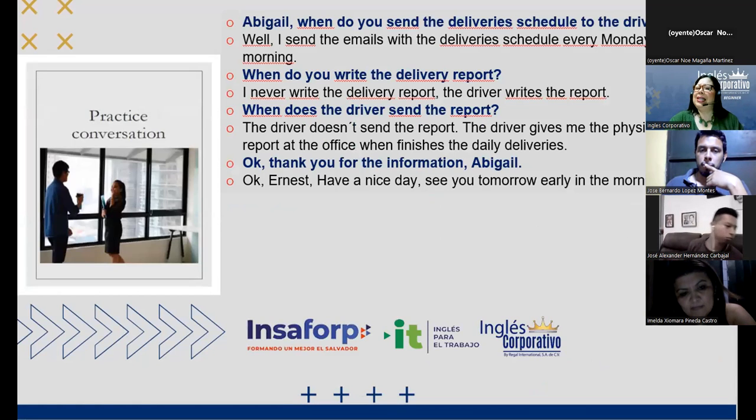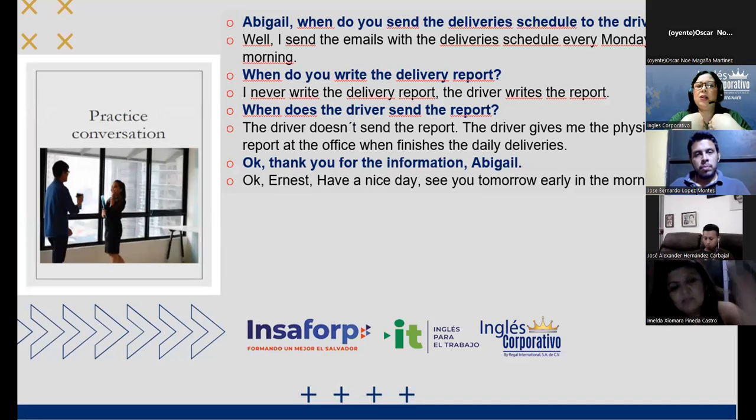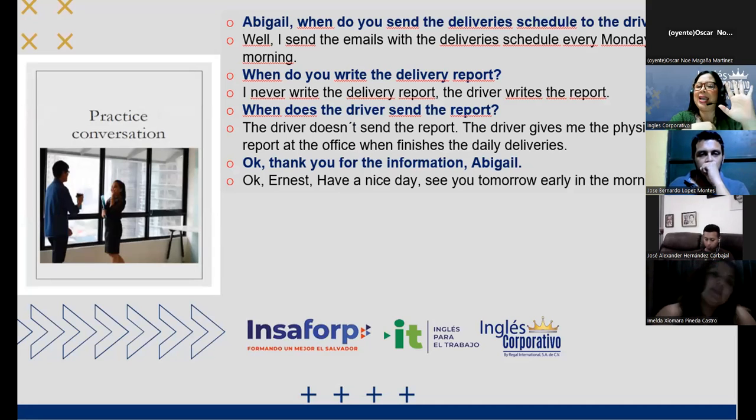Abigail, when do you send the delivery schedule to the drivers? Well, I send the emails with the delivery schedule every Monday morning. When do you write the delivery report? I never write a delivery report. The driver writes the report. When does the driver send a report? The driver doesn't send a report. The driver gives me the physical report at the office when he finishes the daily deliveries. Okay, thank you for the information, Abigail. Okay, Ernest, have a nice day. See you tomorrow early in the morning.